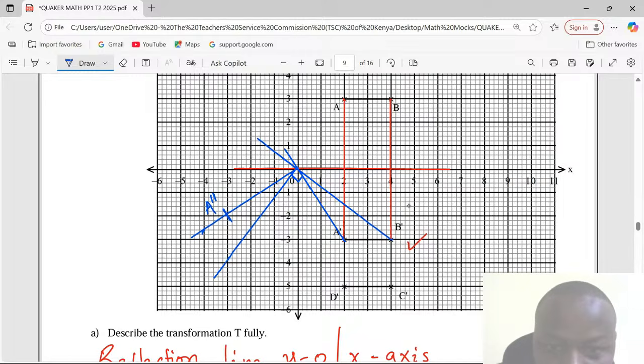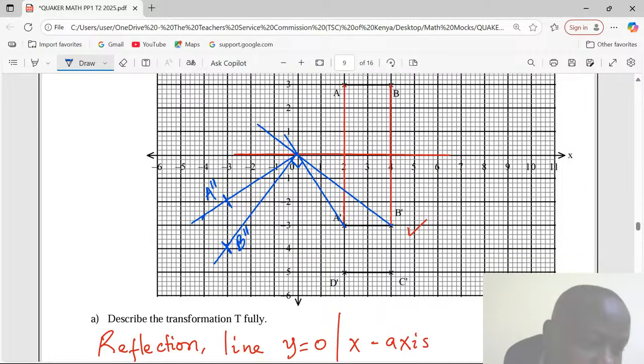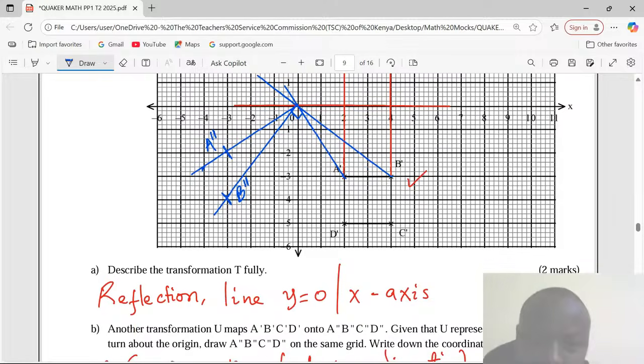So I mark off an equal distance. And this is where it shall take me. This is going to be my B double prime that way. I repeat the same for C and D. That means I'm supposed to connect.